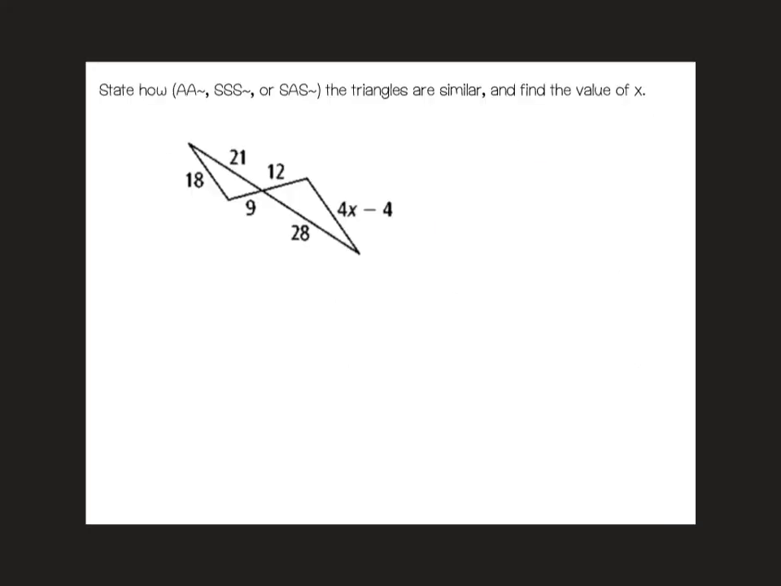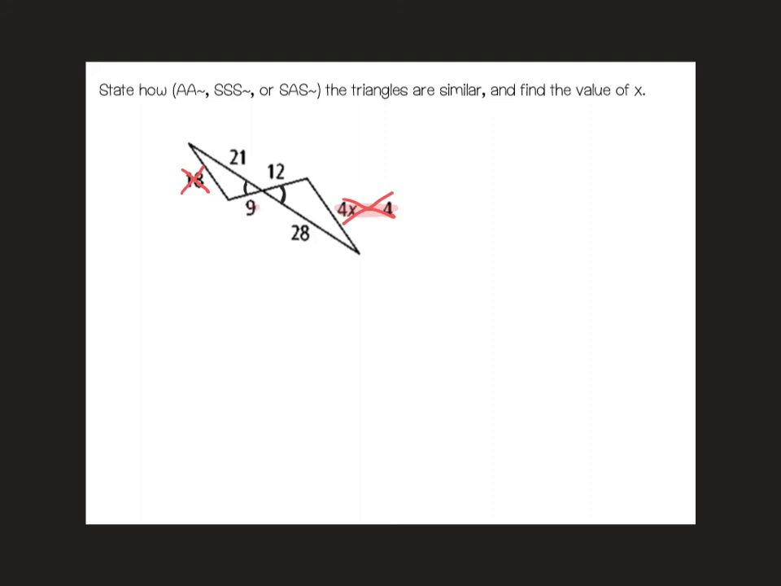All right, so then on this last one, we have to state how the triangles are similar. So if you look, you have this side that has 4x minus 4. You cannot use that to prove these triangles are similar. So I want to ignore this side for right now. And I also want to ignore the side that corresponds to it. So don't look at those at all yet. So the other things I'm seeing is I have vertical angles right here. And I have two sides that are corresponding, so I'm going to look at those now.